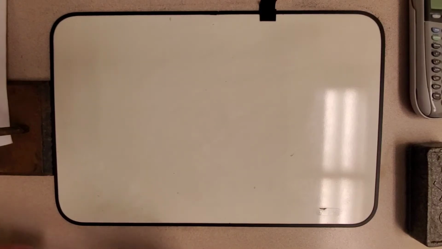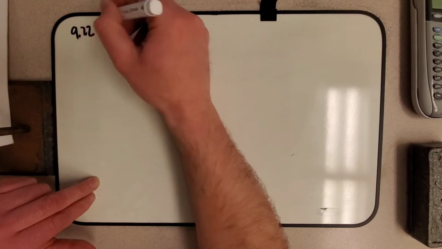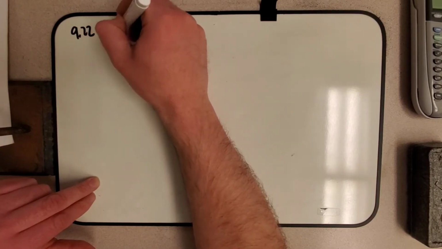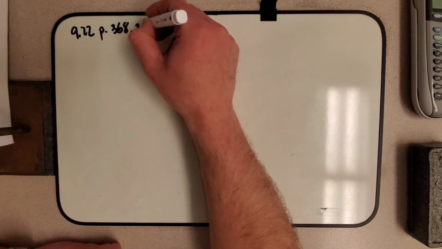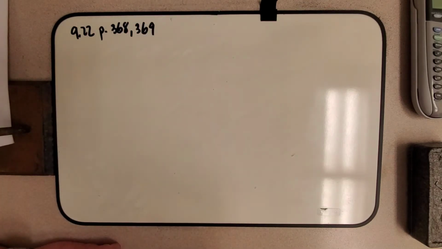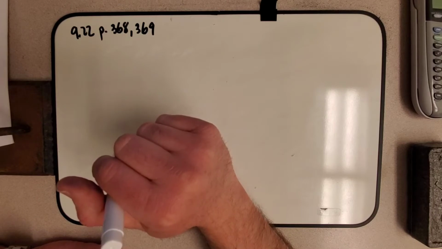Now, our next example, 9.22, on page 368, will be a little more complicated, but nothing crazy, guys. It's just one more element we'll have to find to figure out the empirical formula of the substance. So this is what the question is now.